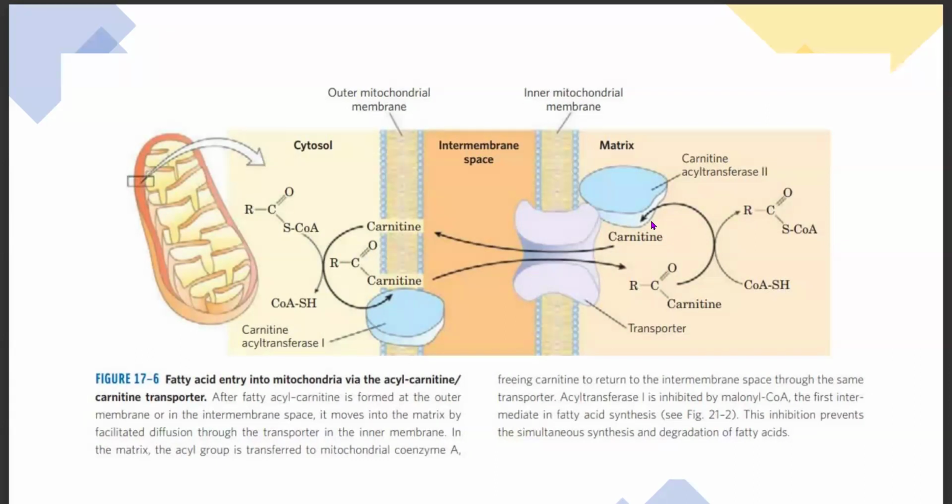Free carnitine in the matrix re-enters the intermembrane space via the acyl-carnitine/carnitine transporter. So this is the carnitine transporter. This three-step process for transferring fatty acid into the mitochondria, esterification to CoA, transesterification to carnitine, followed by transport and transesterification back to CoA, links two separate pools of coenzyme A and of fatty acyl-CoA, one in the cytosol, the other in mitochondria. These pools have different functions.